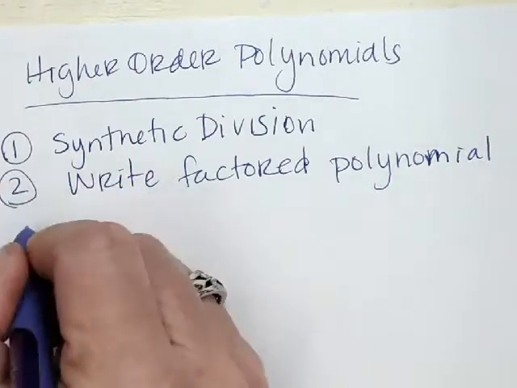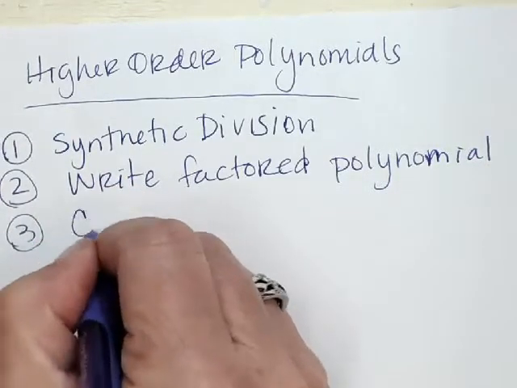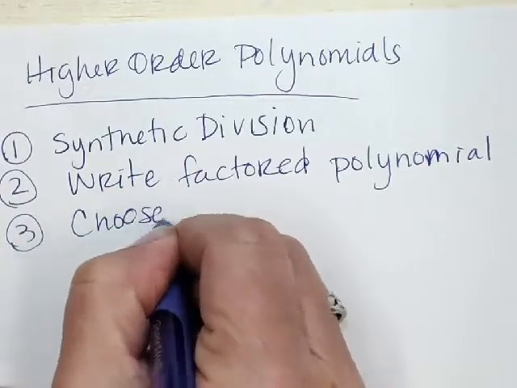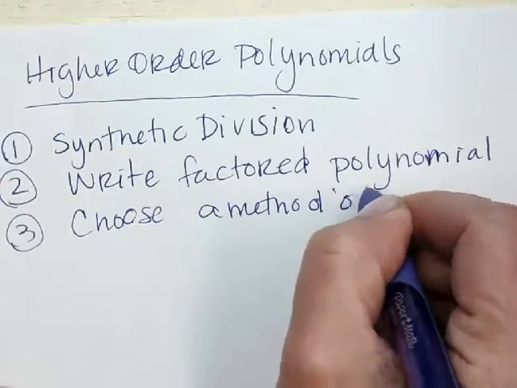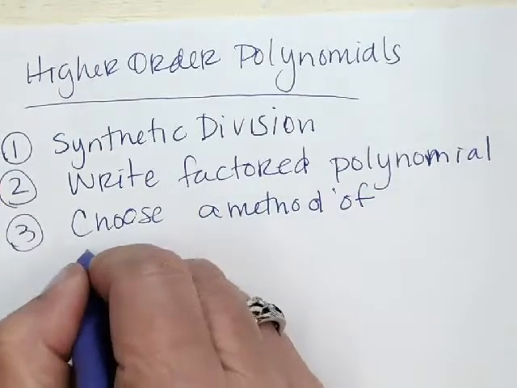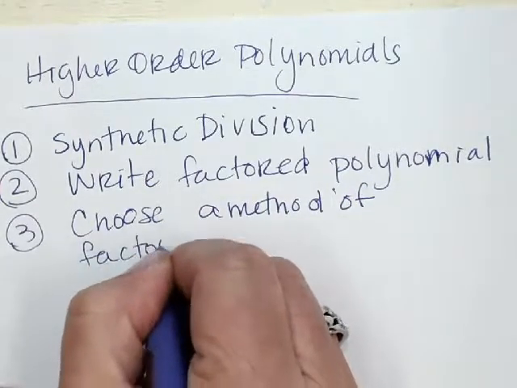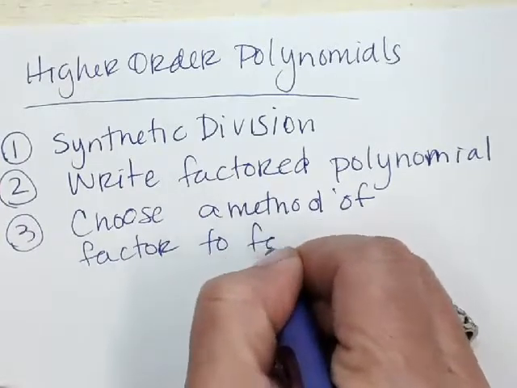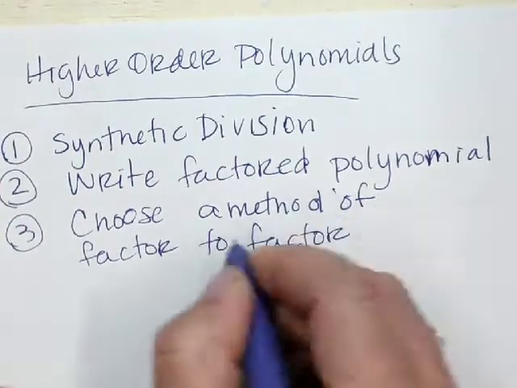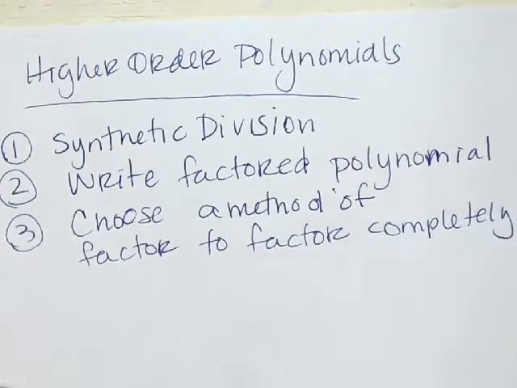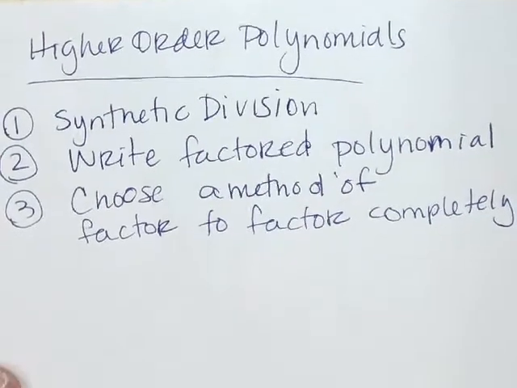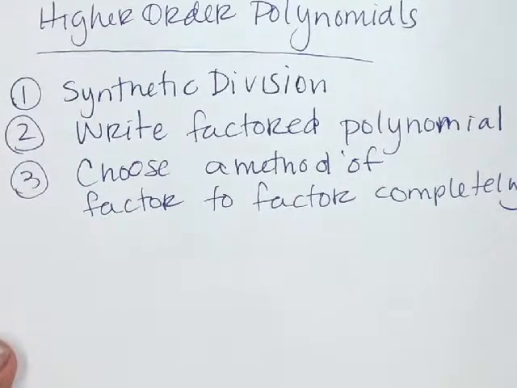And then you have to choose a method of factoring to factor completely. Alright, so write those steps down somewhere on the side so that you can refer back to them as we go. So here's my first example.